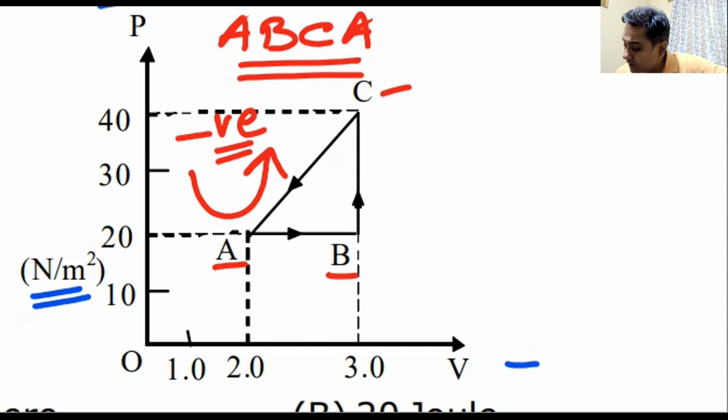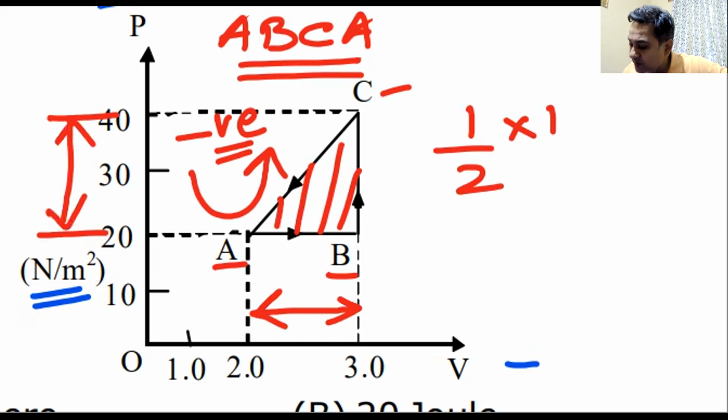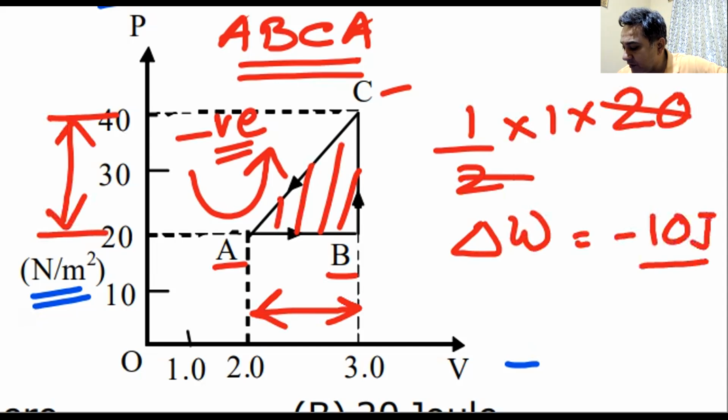To find out this work done, you have to find out the area of this triangle. And I hope you know how to find the area of this triangle. It is half multiplied by base. Base is this length, which is 1 meter cube, multiplied by the height. The height is nothing but 20. So the area will become 10. But the work done will become minus 10 joule. Why minus? Because this is an anti-clockwise cycle. Do we understand this?